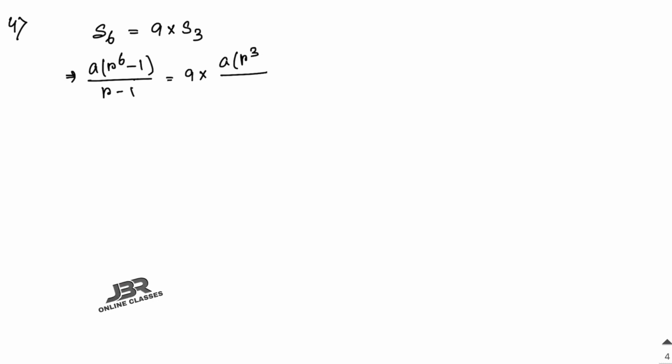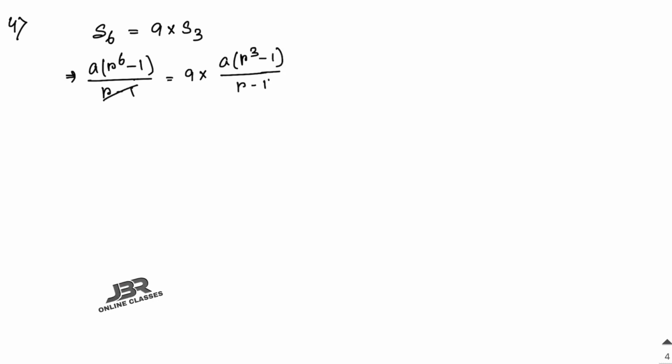Now next one, sum number 4. If the sum of the first 6 terms of a GP is equal to 9 times the sum of the first 3 terms, then find the common ratio of the GP. So that means S6 equals 9 into S3 according to the problem. So S6 means a times r to the power 6 minus 1 divided by r minus 1, equals 9 into a times r to the power 3 minus 1 divided by r minus 1.